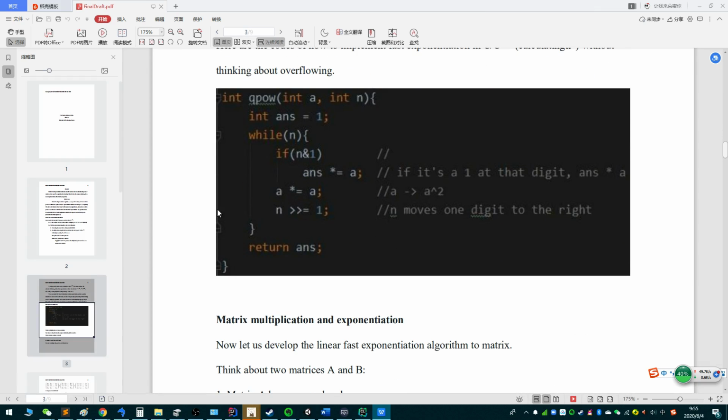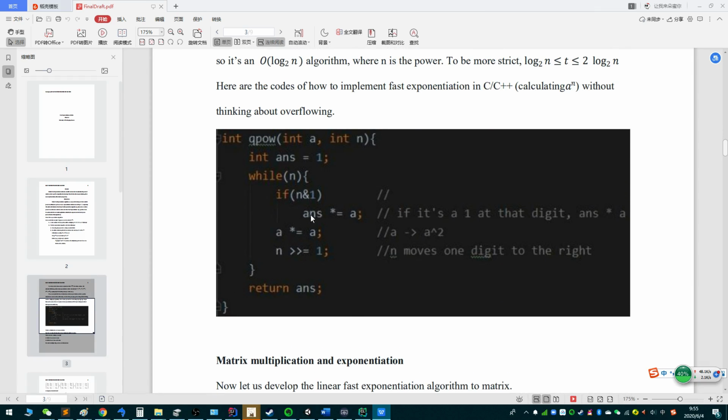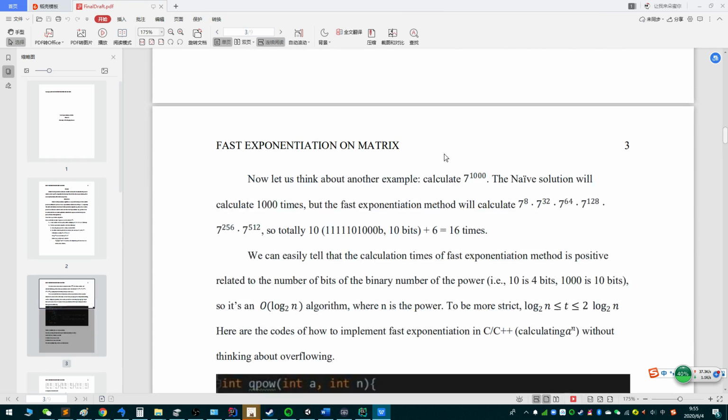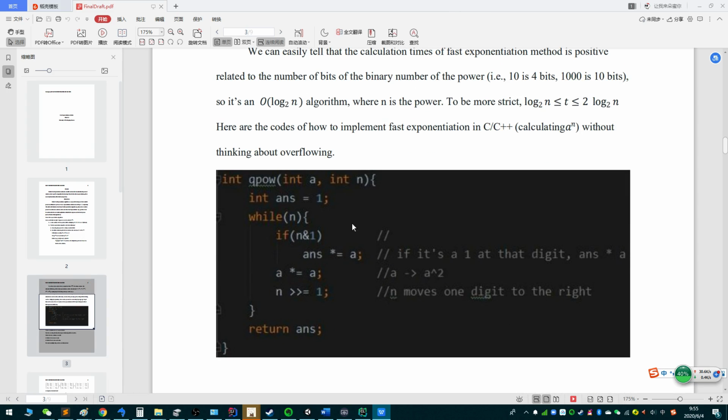And here is the code on how to implement it, because all I talked about is just the linear exponentiation. So here's the code about how to implement the linear fast exponentiation in C++.